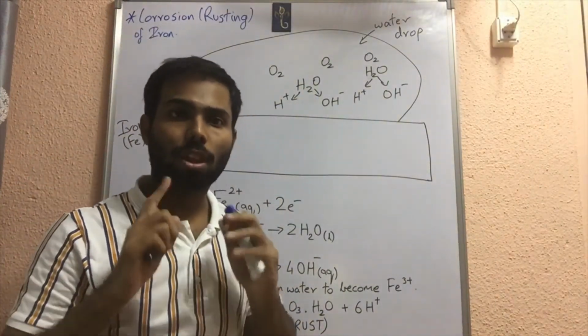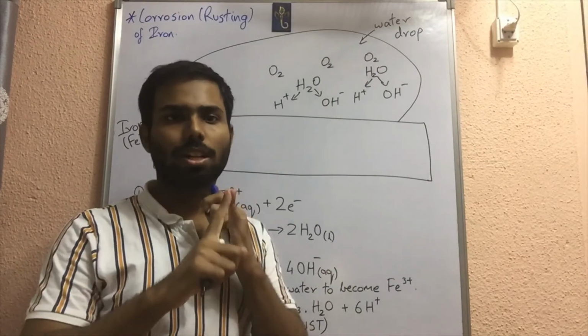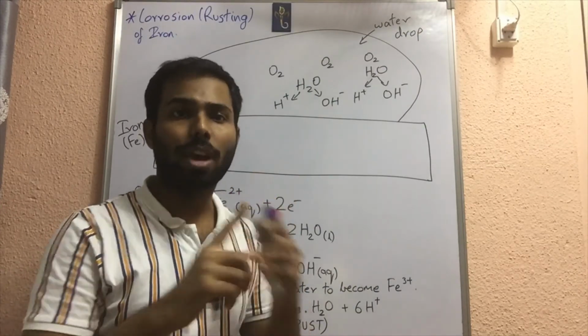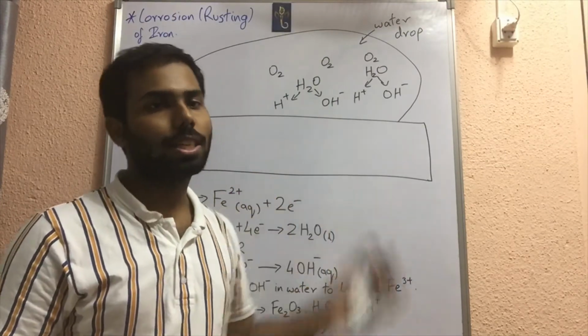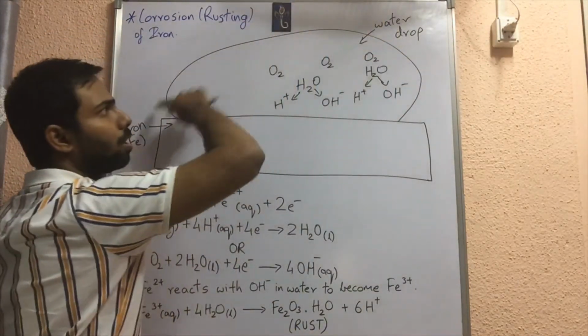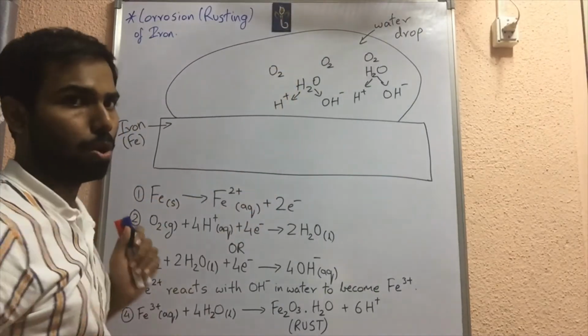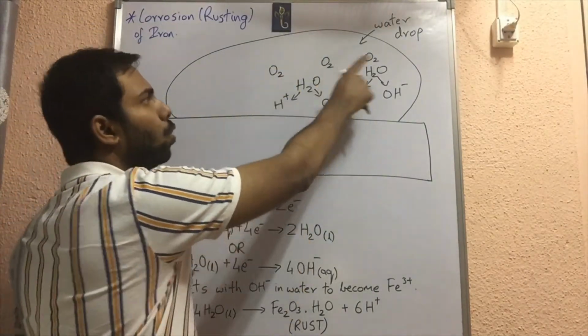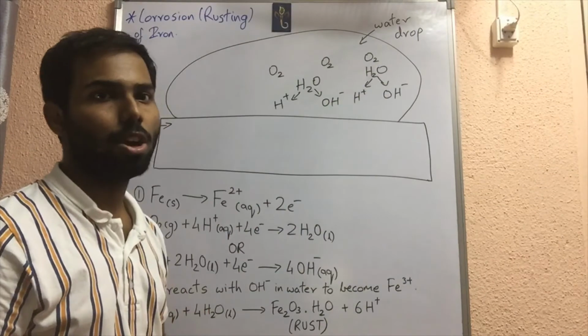We have seen that for rusting two things are necessary. Water is necessary and the second thing which is necessary is air. If there is no oxygen from the air, rusting does not happen. So oxygen gas from the air around the water drop is dissolved inside the water droplet. So you also have some O2 molecules, which is the gaseous form of oxygen.